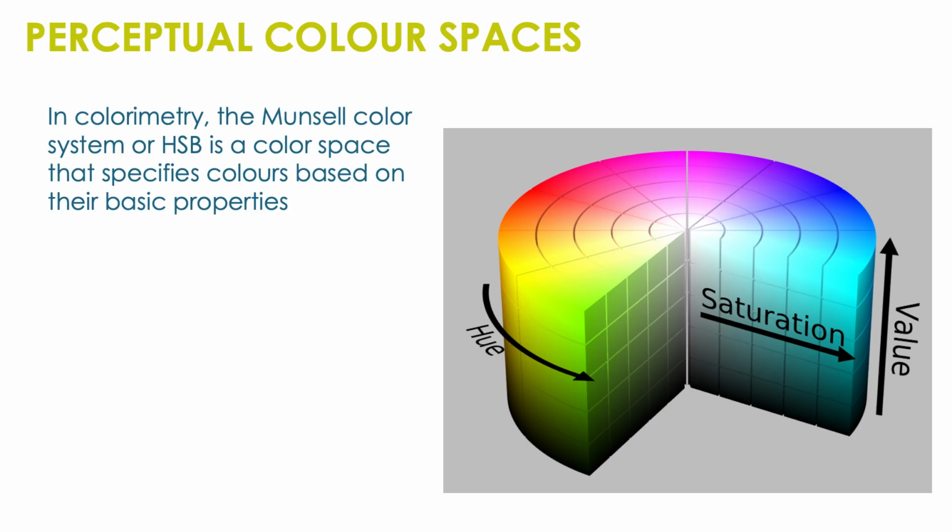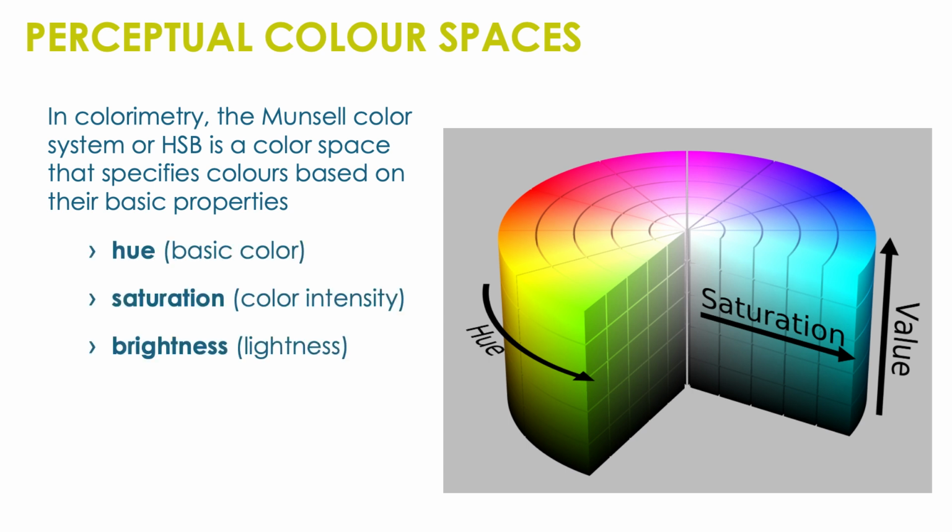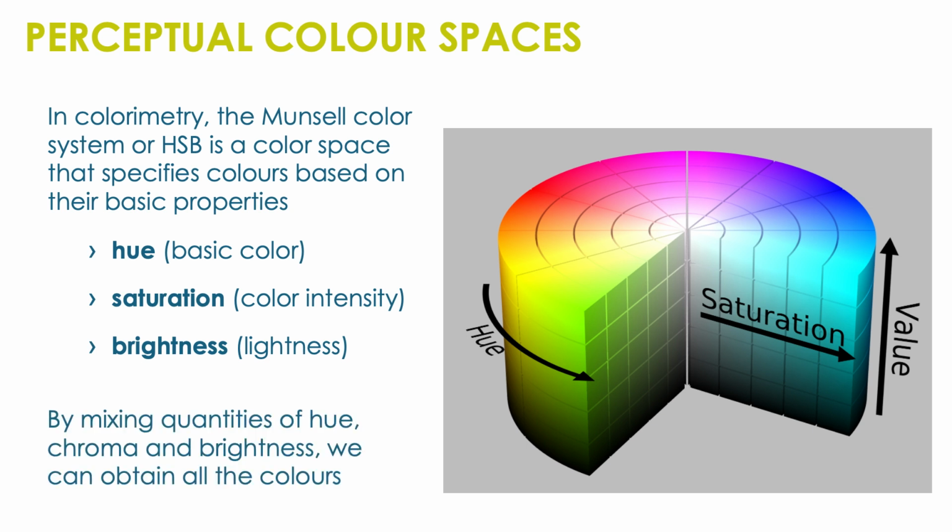The third paradigm is the perceptual color space, such as the Munsell system or HSB, hue, saturation, and brightness, that describe colors in terms of their basic properties. Hue defines the color, saturation its intensity, and brightness its lightness. So combining these properties creates the full spectrum of colors we perceive. This space is very close to our way of perceiving colors.